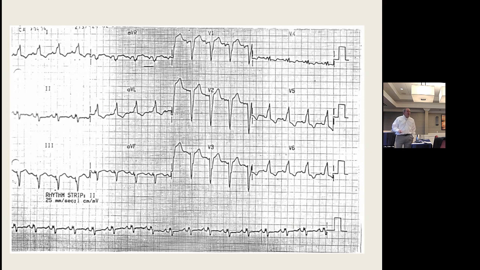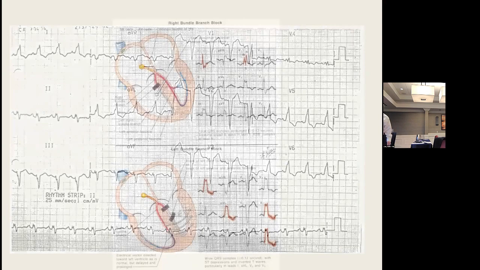Okay, I'm going to show you how to know that this is a left bundle branch block. Cannot rule out lateral ischemia. Okay, this is a left bundle branch block with associated repolarization abnormality. Cannot rule out lateral ischemia. Okay, so where am I going with this?